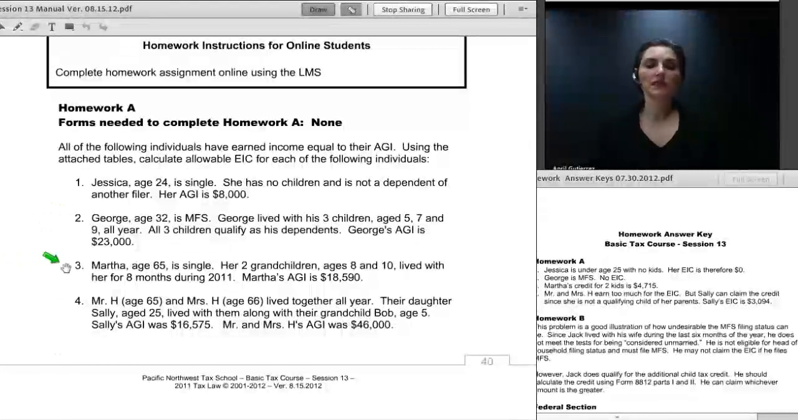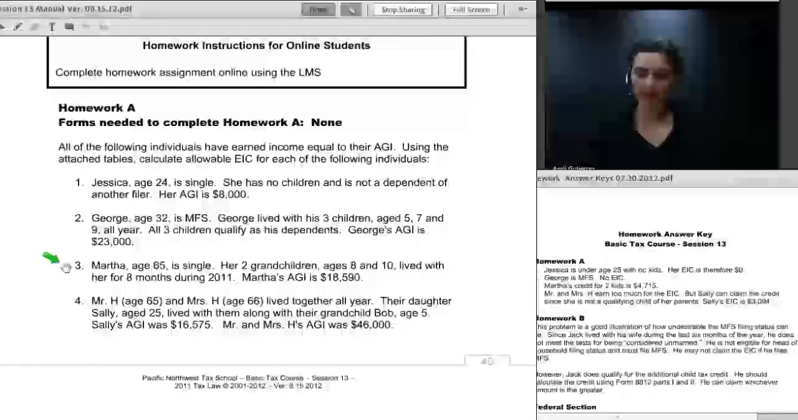Question number 3. Martha, age 65, is single. Her 2 grandchildren are ages 8 and 10 and lived with her for 8 months during the year. Her AGI is $18,590. Well, in order to claim the earned income credit, she has to have a qualifying child who lived with her in her home for more than half the year. And this is, of course, the case. They were with her for 8 months, which is more than half the year. She is age 65, but that doesn't matter because she has a qualifying child.